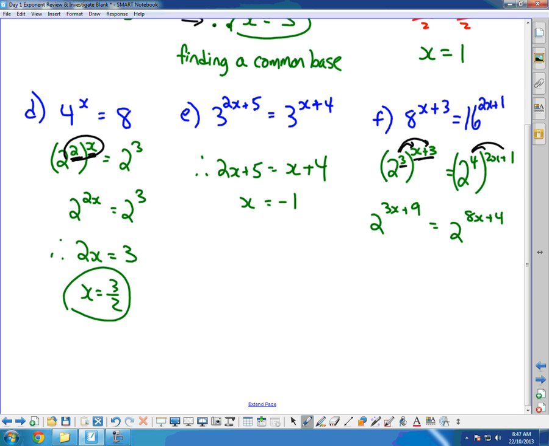Do I have common bases? Yep. So therefore, I can ignore the bases and only look at the exponents. Bring your x's to one side. It doesn't matter which side. I'll bring it over here. That's -5. That becomes -5. Divide both sides by -5, and we get +1.